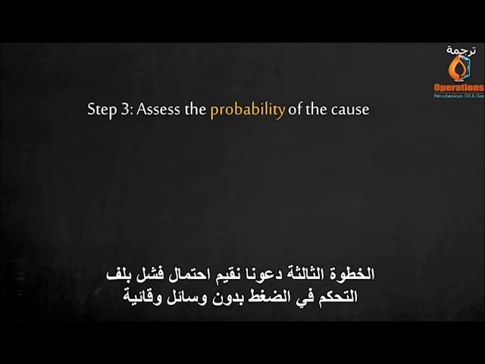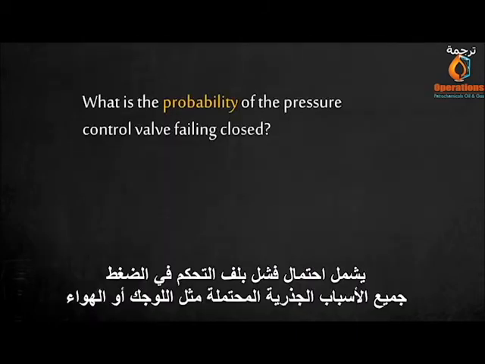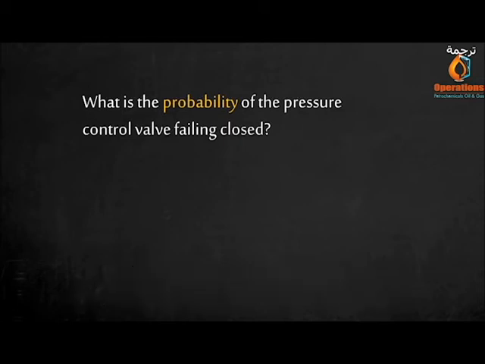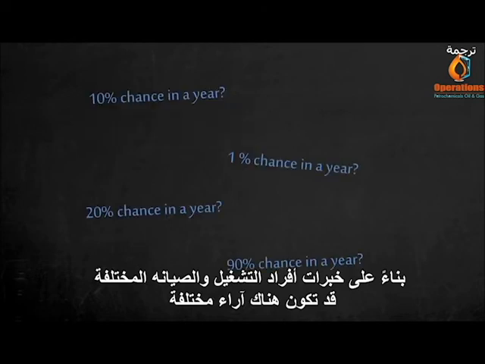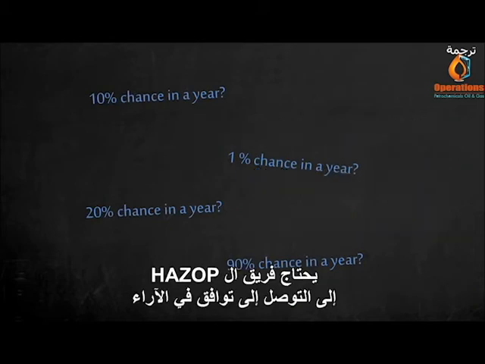Step 3. Let's assess the probability of the pressure control valve failing closed without safeguards. The probability of the pressure control valve failing closed includes all possible root causes, such as logic controller or sensor output error. Based on different operating and engineering experience, there may be different opinions. Is it 10% chance in a year? 1% chance in a year? 20% or maybe 90% chance in a year? The HAZOP team needs to reach a consensus.